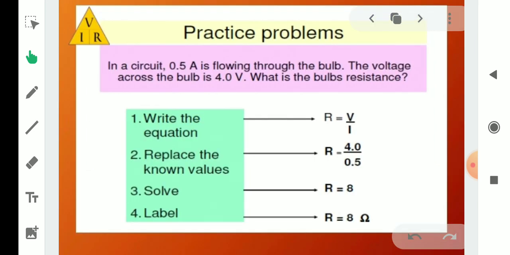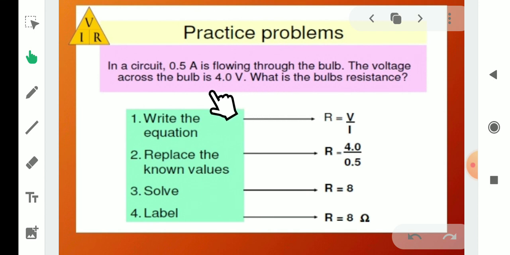Yes, next there is one practice problem. You can see here. In a circuit, 0.5 ampere is flowing through the bulb. That means electric current is given as 0.5 ampere. Voltage across the bulb is 4 volt. What is the bulb's resistance? They are told to calculate the resistance. Therefore, voltage is given and electric current is given.